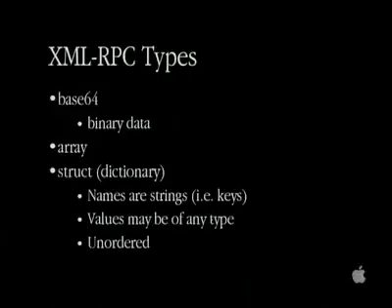For encoding binary data, it specifies a base 64 encoding, which transforms binary data into a character representation. Additionally, it has data structures to contain complex data: arrays, which I think everyone understands, and structs, which is their representation of a dictionary. Names are strings used for keys, and values may be of any type. Obviously, it's unordered.